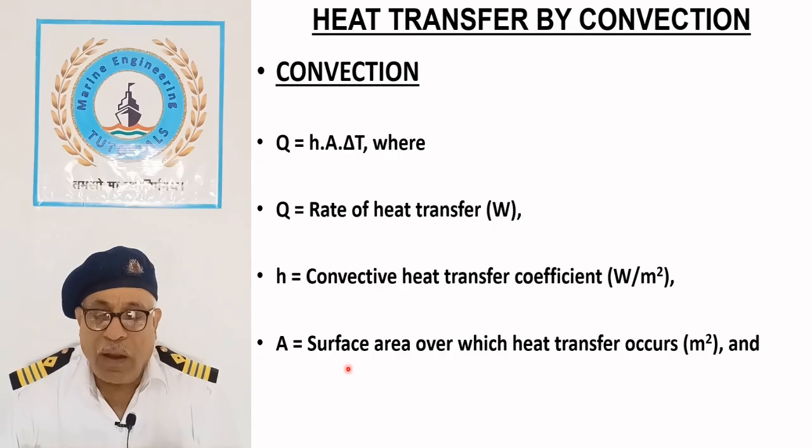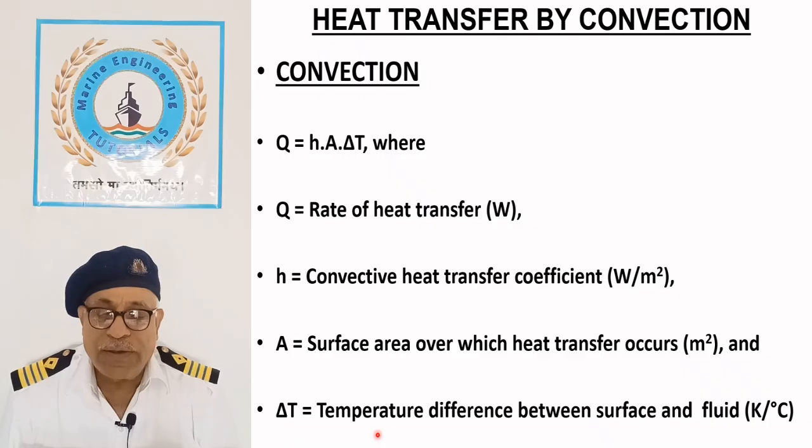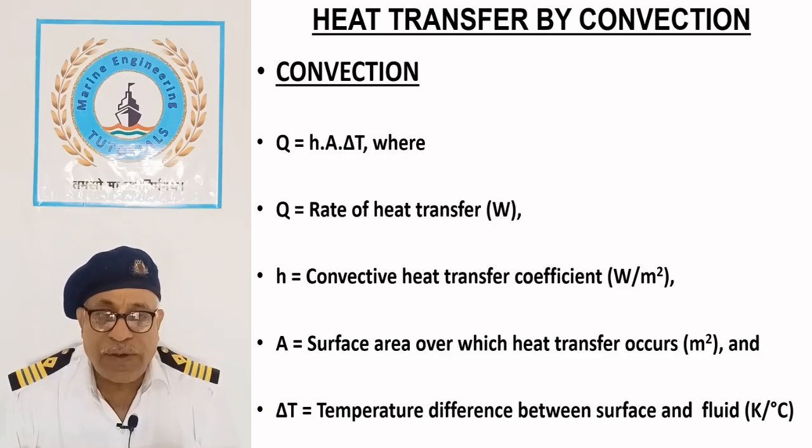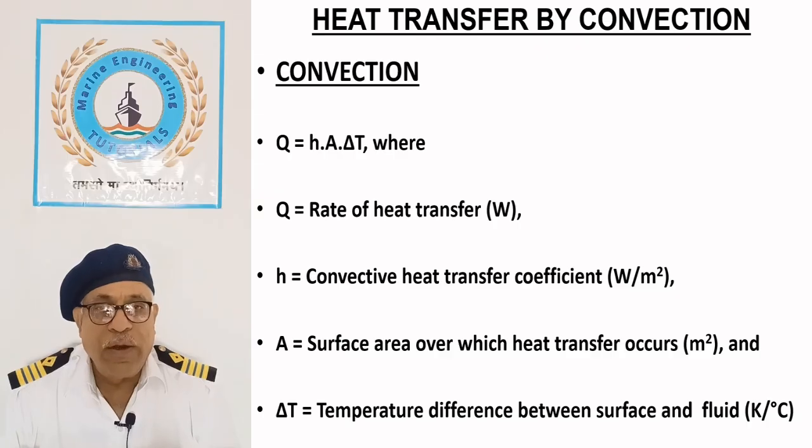A is the surface area over which heat transfer occurs in meter square. Delta T is the temperature difference between the surface and the fluid, which may be in Kelvin or degree Celsius. The rate of convective heat transfer is influenced by the temperature difference, the properties of the fluid such as viscosity and thermal conductivity, the speed of fluid flow, and the surface area over which the fluid moves.